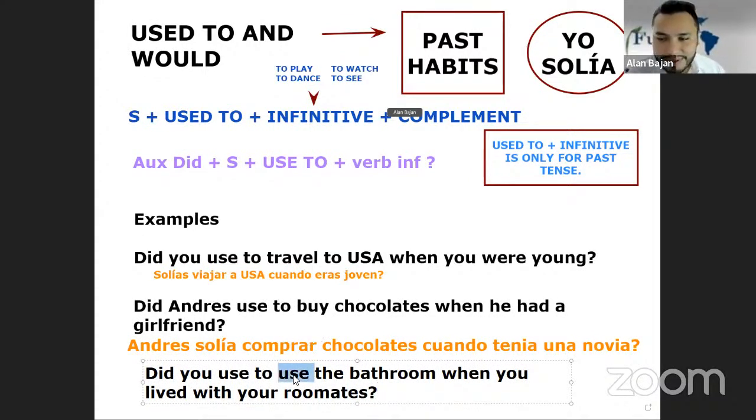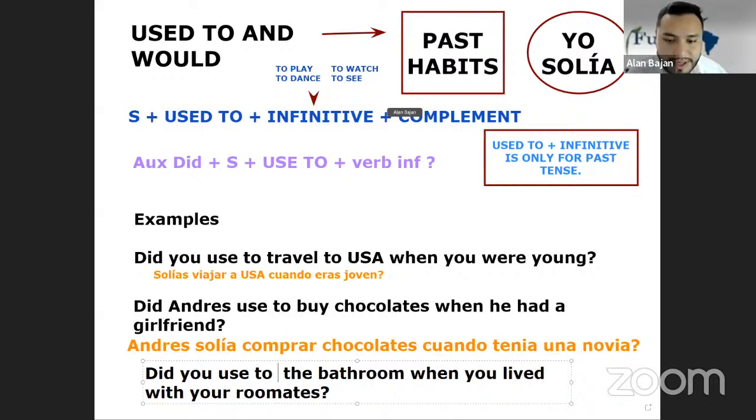We can use the verb use two times. One is the phrase that means solía, and the second is the verb in infinitive. Because if you do it like this, did you used to the bathroom when you live with your roommates? ¿Solías el baño cuando vivías con tus compañeros? It's incomplete, you see? You need to always add a verb.